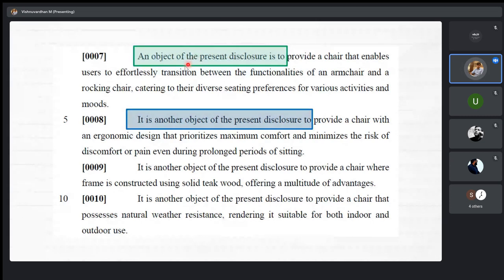So first, what is it saying? An object of the present disclosure is to provide a chair that enables users to effortlessly transition between an armchair and a rocking chair. So they've given you a chair which can be an armchair and a rocking chair. Okay, then the next objective is to provide a chair with an ergonomic design.